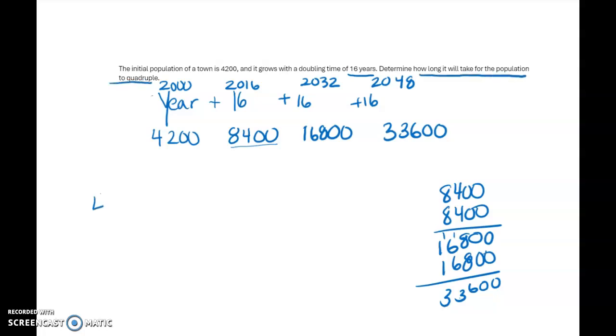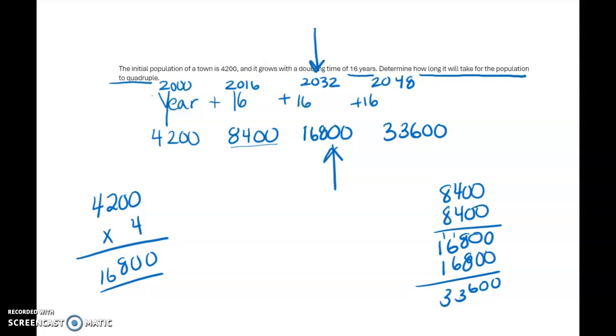Well, quadrupling means that you're going to take the initial population and quadruple it, which means to multiply it by 4, or take 4,200 plus 4,200 plus 4,200 plus 4,200, which is the same as multiplying by 4. And so if we multiply by 4, let's see what we get. So 16,800, which is here, which is in year 2032, which would be 32 years after the initial population.